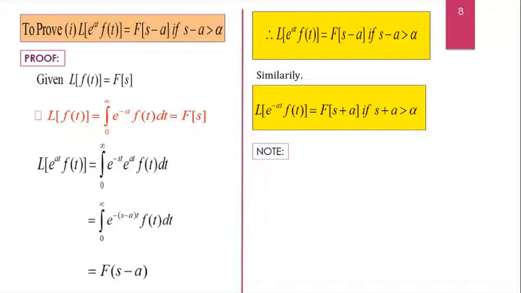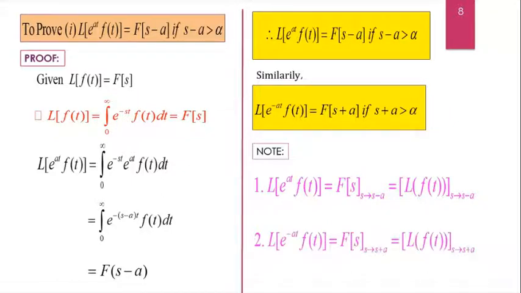Here is a note which could help us for solving the problems under first shifting theorem. Laplace of e power at f of t could be represented as F of s, where s gets shifted to s minus a, or could also be written as Laplace of f of t, where s gets shifted to s minus a. Similarly, Laplace of e power minus at f of t could be written as capital F of s, s shifted to s plus a, which is equal to Laplace of f of t, s to s plus a.